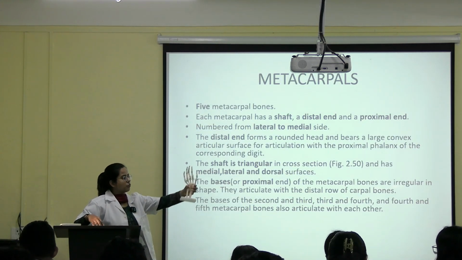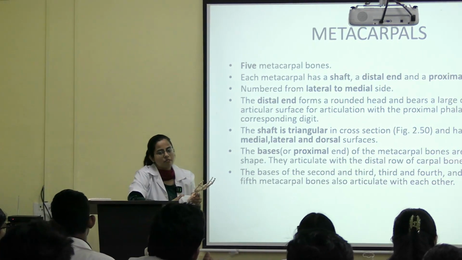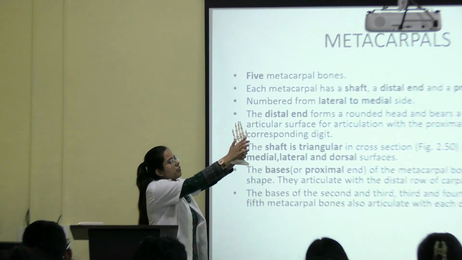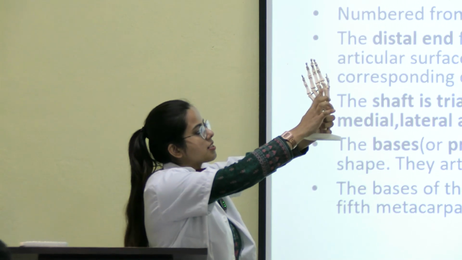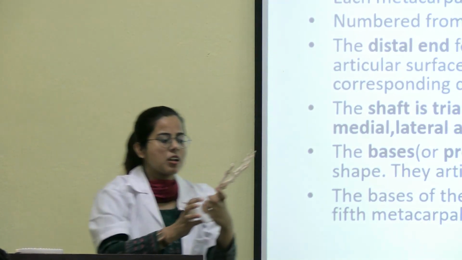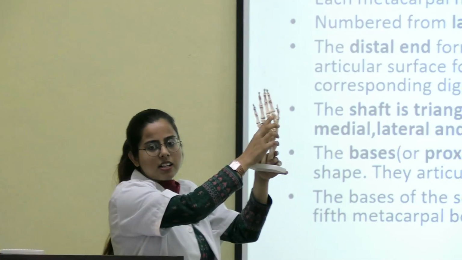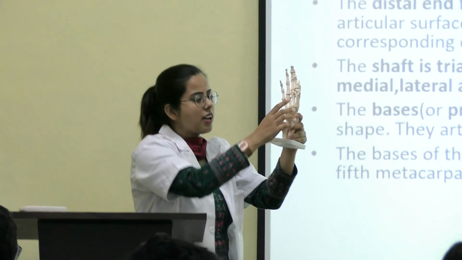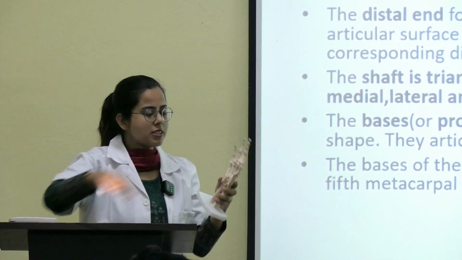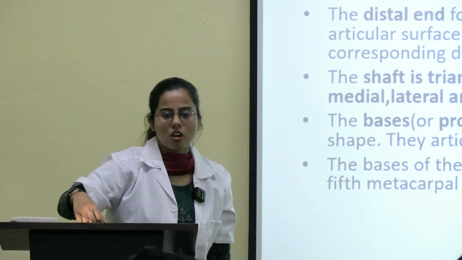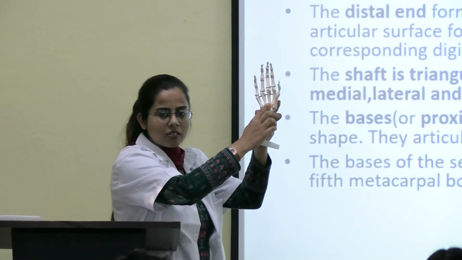Now metacarpals. How many metacarpals do you have? 5. So which is the first metacarpal, this one or this one? Thumb side. So we start numbering from thumb side. First, second, third, fourth, fifth. It has a head and a base. Head is present distally, and this is the base which is present proximally. It is triangular in cross section, which means if we cut the bone, it will be triangular in cross section. So it has a head, shaft and a base. Clear?